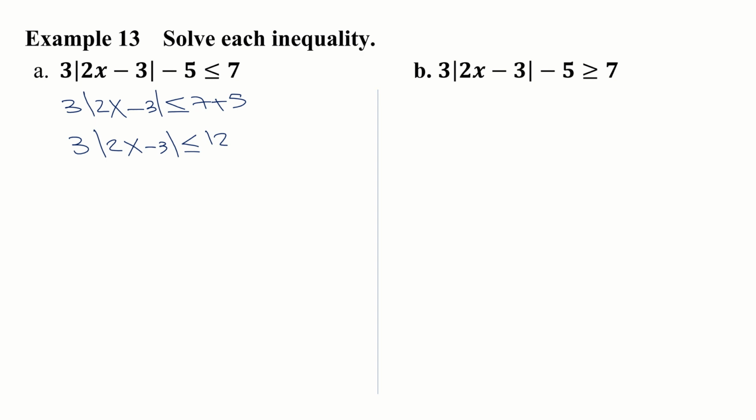And divide both sides by 3. So absolute value of 2x minus 3 is less than or equal to 4. Now that we have isolated the absolute value, you can go ahead and interpret. You're looking for numbers or expressions whose distance from 0 is less than 4. So that means they're going to be between -4 and 4.